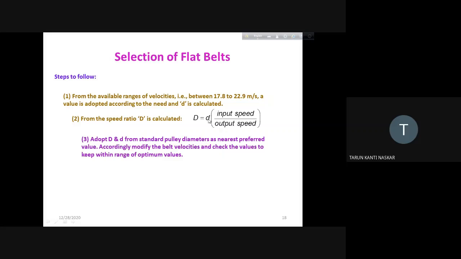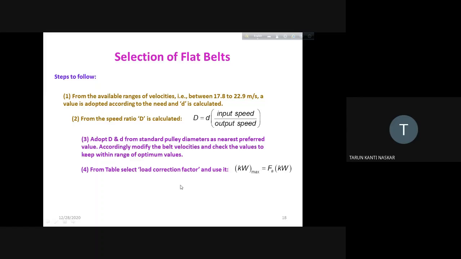So when you change the capital D and small d, this meter per second will change. Accordingly, you modify the belt velocities and check the values to keep within the range of optimum value. There is a stipulation that it should be within this range. So accordingly modify and check that it is within this range.